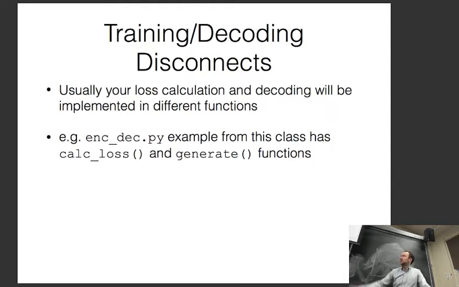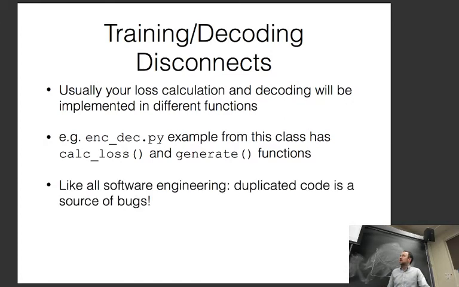So for example, in our example of encoder-decoder.py, we have a loss function that calculates the loss, and we have a generate function that actually generates the output. And if you're aware of the principles of software engineering, one of the worst things to do is to copy and paste code. Copying and pasting is the best way to introduce bugs into your system. So basically what we're doing with calc loss and generate is we're copying and pasting code. We're copying our calc loss code into our generation code. And any place where we're doing the same thing in different functions is a potential cause of error.